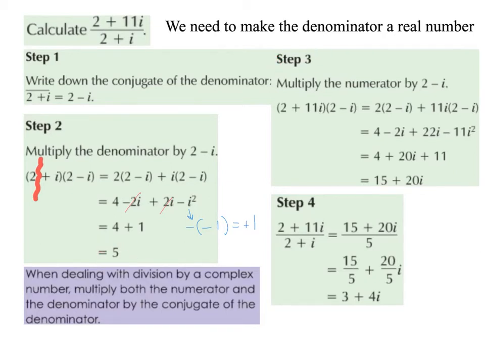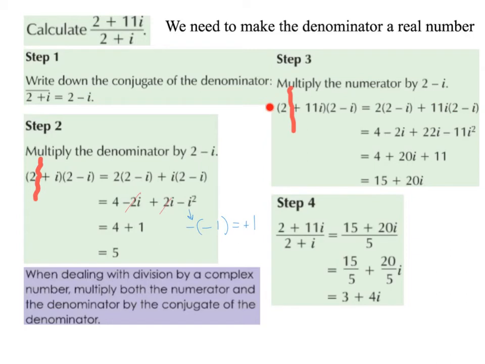Okay, then step 3. I'm going to multiply the numerator by the conjugate of the denominator. So the numerator was 2 + 11i, so I have that in my first set of brackets. And I'm multiplying that by the conjugate of 2 + i, which is 2 - i. So again, I'm going to crack open the first egg. And I'm going to bring the 2 over here and stick it onto the second egg, and bring the +11i over here and again stick it onto the second egg.